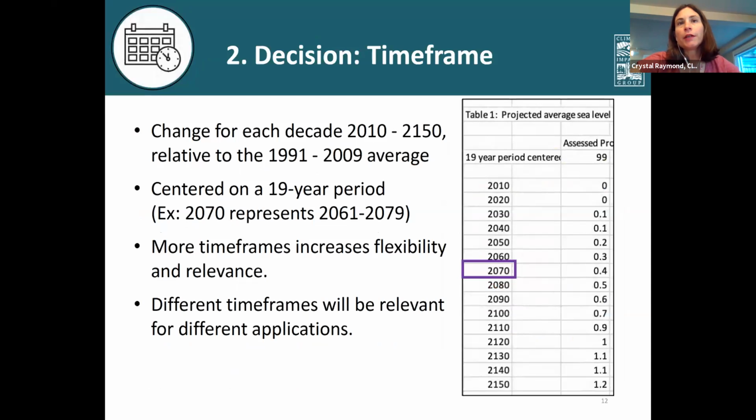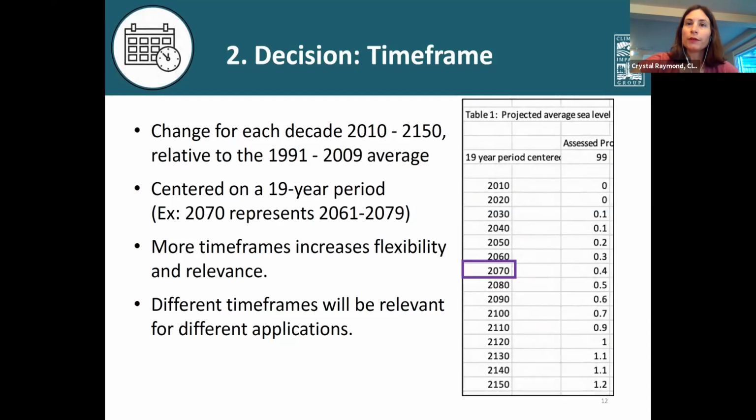The next decision that needs to be made is about the time frame. So unlike previous projections that typically gave a value for simply 2050 or 2100, the 2018 sea level rise projections provide values for every decade between 2010 and 2150. These decades are actually the average of a 19-year period centered on the decade. So for example, 2070 would be the average sea level rise for 2061 to 2079.